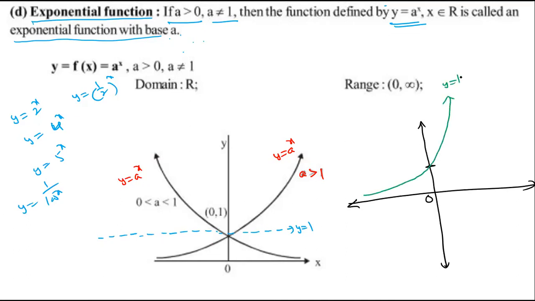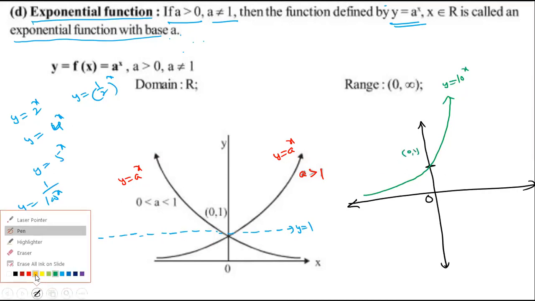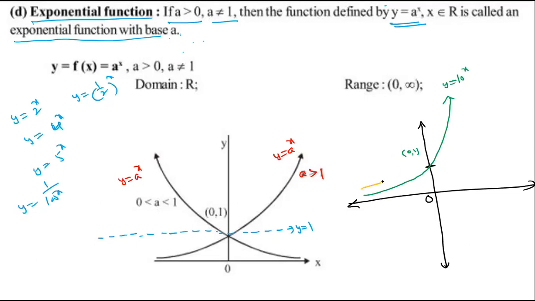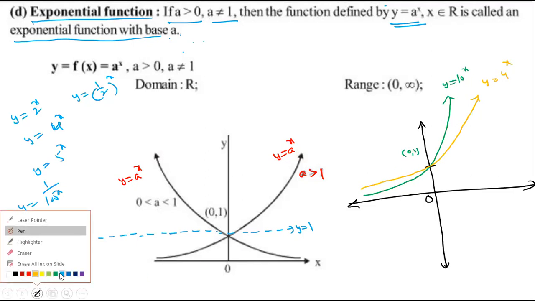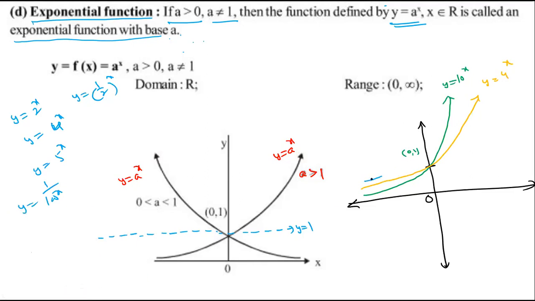Y is equal to some 10 power x is there. Put x is equal to 0. What is the answer? Y is equal to 1 is coming. That's why they pass through 0, 1, I told you. What about this case, dear students? Y is equal to 4 power x, 8 power x, 100 power x, 20 power x, anything you can take, no problem. One more, y is equal to 2 power x.